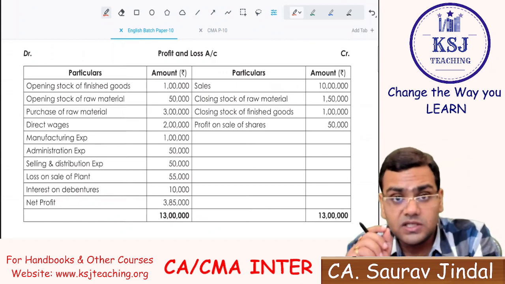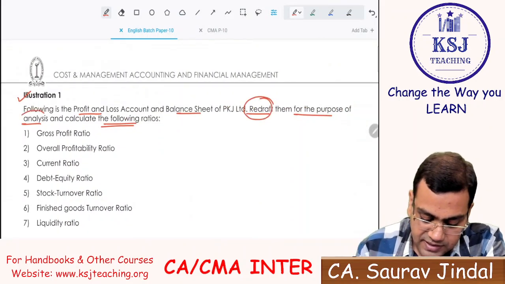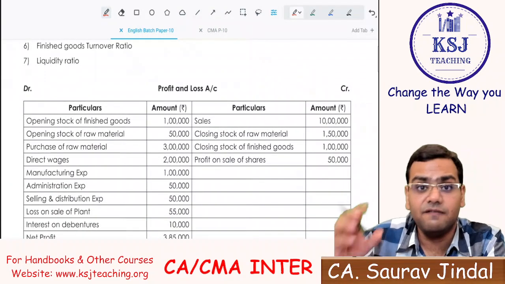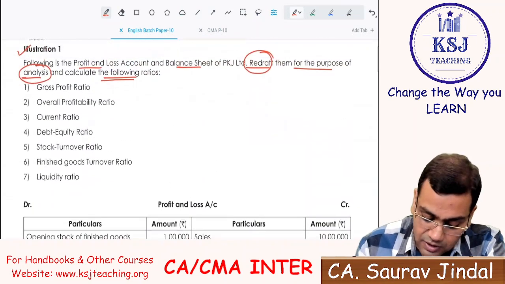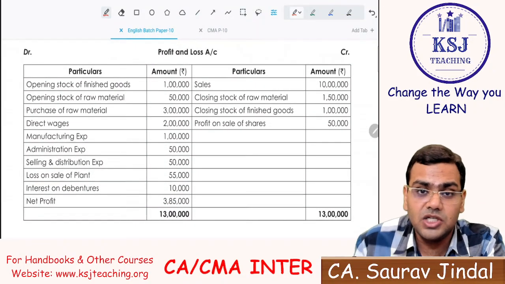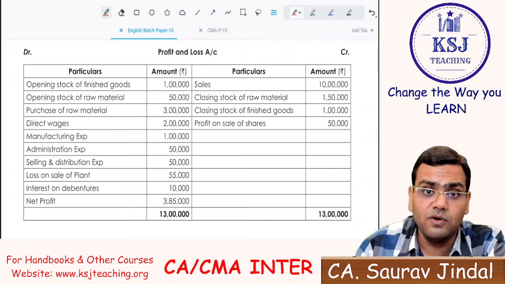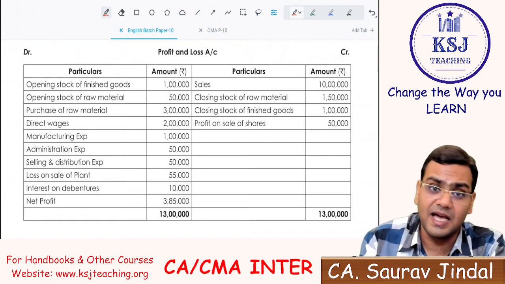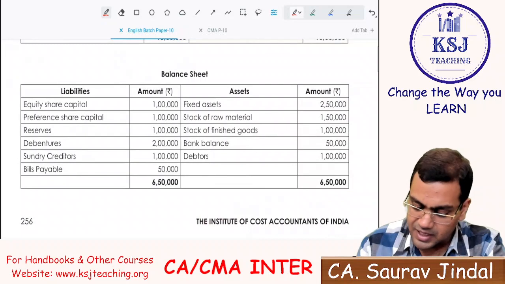Now, what is the first thing he is asking for? He says, redraft them for the purpose of analysis. That means before calculating the ratios, you have to redraft this profit and loss account in a way that is easy for analysis. He is asking for the GP ratio, but how can you calculate GP? Everything is mixed, and the GP is not calculated separately. Then how can you find the GP ratio? Not possible. So you have to redraft in such a way that you are able to do the analysis and calculate these ratios. Clear?